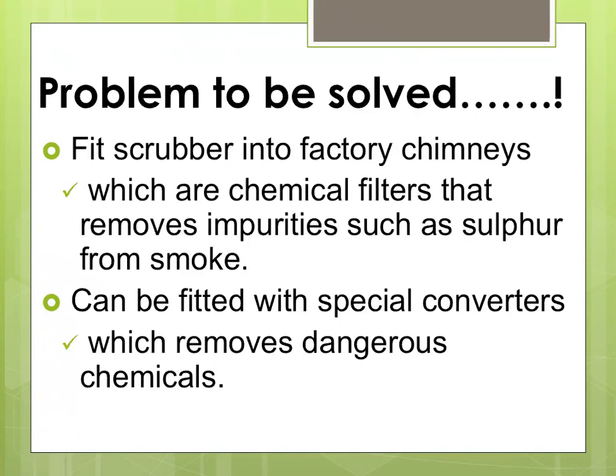For example, if we talk about the factories with the chimneys, they should have scrubbers and chemical filters that remove impurities of sulfur from that smoke. So the smoke produced by these factories through the chimneys will be free from any of these impurities. They can also be fitted with special converters which remove the dangerous chemicals.